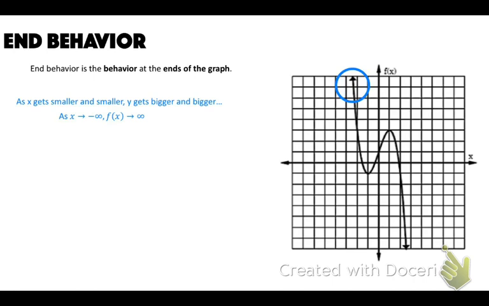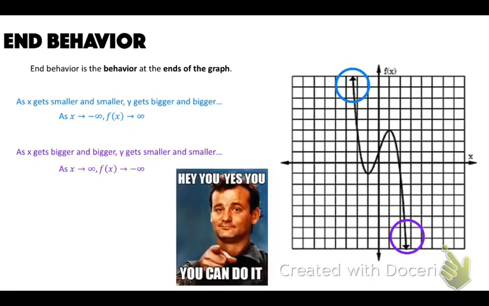And yes, you have to write it this way. Okay? If we look at the other end of the graph, this is saying as x gets bigger and bigger, because we're going towards positive infinity for this side, y gets smaller and smaller. So this is saying as x goes to infinity, f of x goes to negative infinity. You can do it.